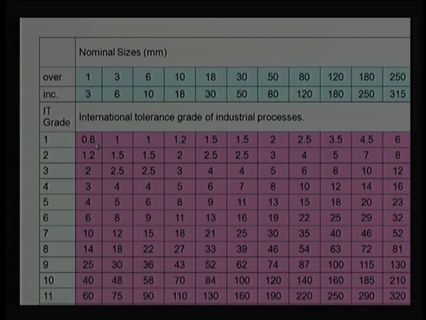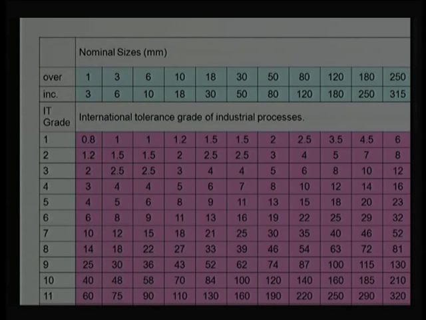IT grade 1 gives a 0.8 micron variation in the dimension, while for higher grades you can see this value is also increasing. When we talk about 30 to 50 mm, say the bore diameter or the shaft diameter, we get a tolerance limit of 1.5 micron when choosing IT1. When we go for the higher side like IT6, we get a 16 micron variation.